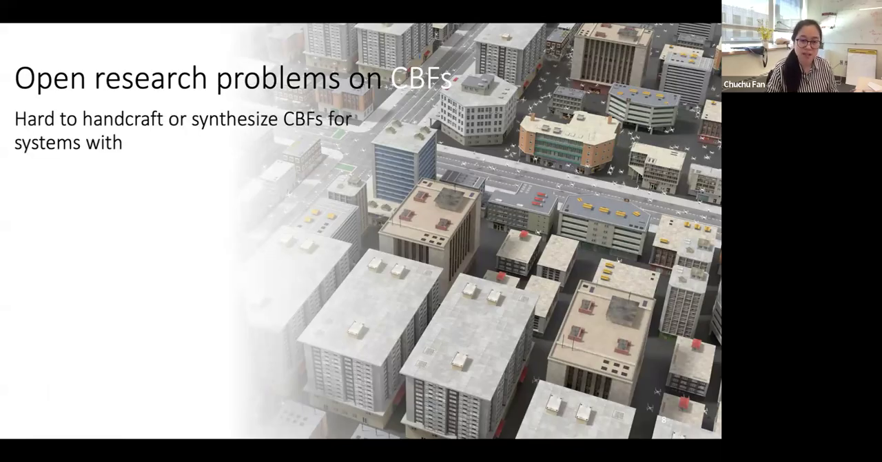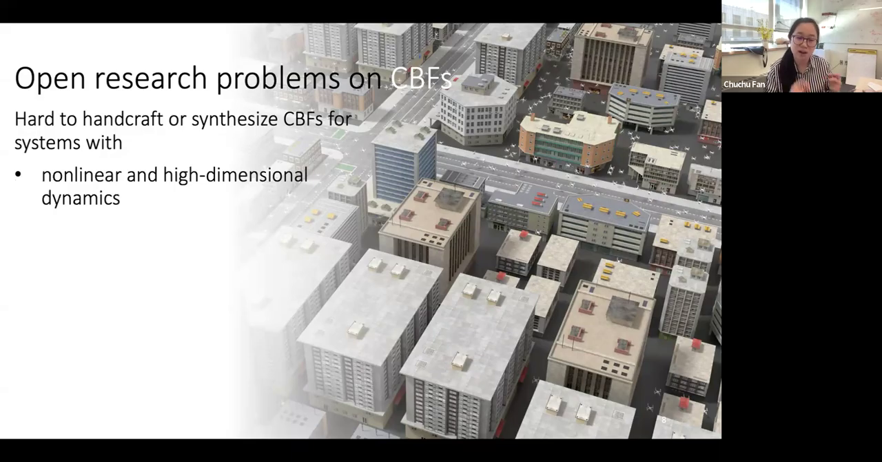However, most existing work wants us to be able to write down a control barrier function by ourselves, or at least write down a parameterized version, so we can use optimization tools like sum of squares to find those control barrier functions. Both these existing approaches are difficult, because it's hard to write one down or to use sum of squares methods to find a control barrier function for nonlinear systems and for systems with high-dimensional dynamics.